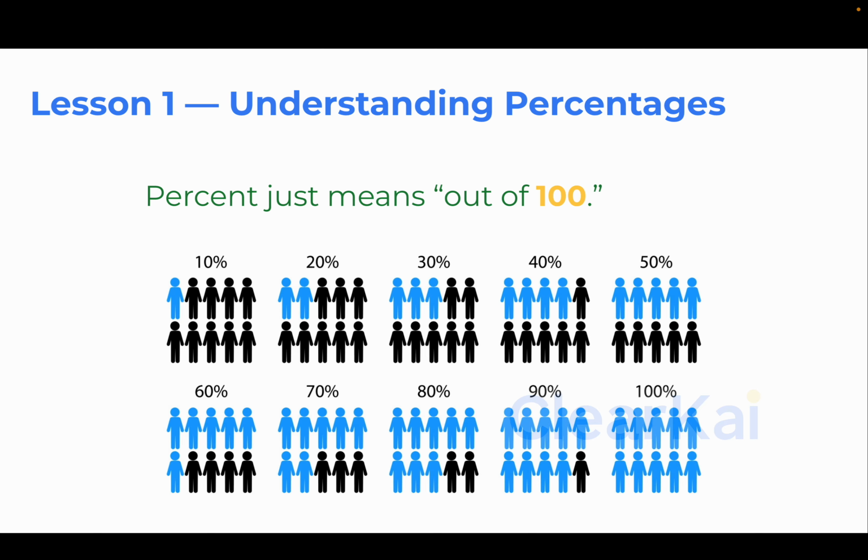So whenever you see a percent, think of it as a way of describing how many parts you have out of 100. That's the heart of all percent problems, whether it's grades, discounts, or taxes. Once you see it as out of 100, everything starts to make sense.